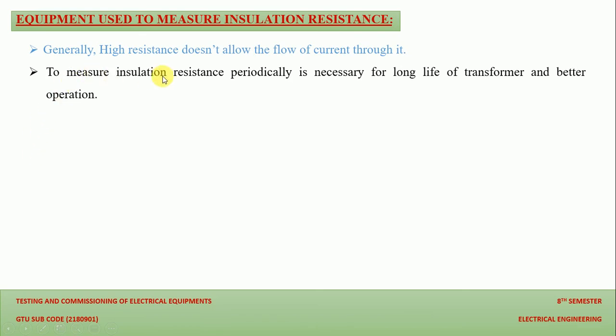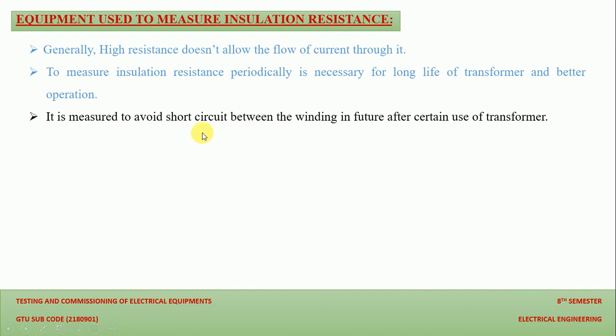So measuring the insulation resistance periodically is necessary for long life of the transformer. If we periodically measure the insulation resistance of a transformer, then we can increase its life. It is also measured to avoid short circuits between the windings. As I explained, if the insulation of any material or cable is degraded and a number of cables are placed near each other, then there might be chances of short circuit.